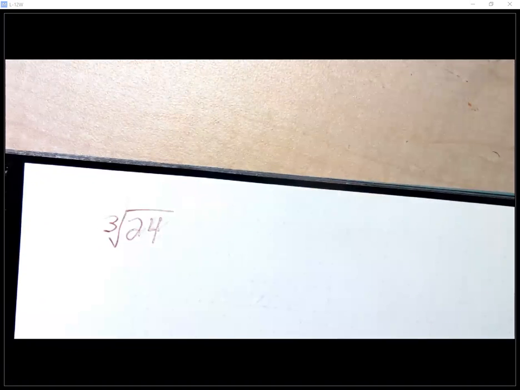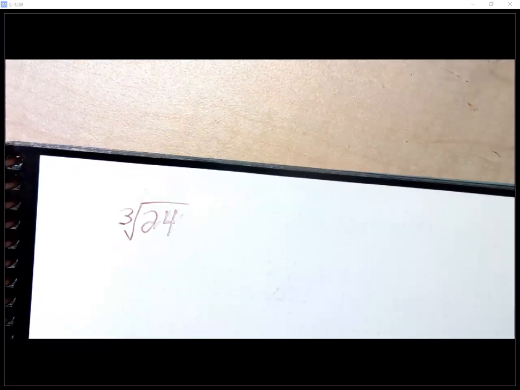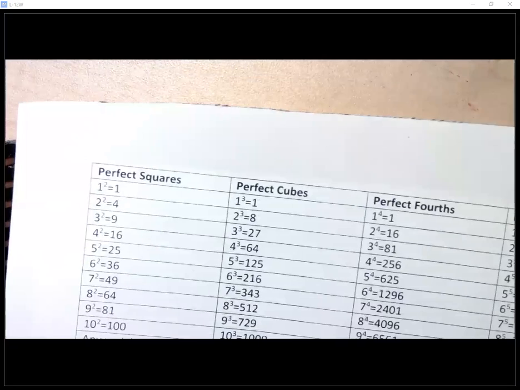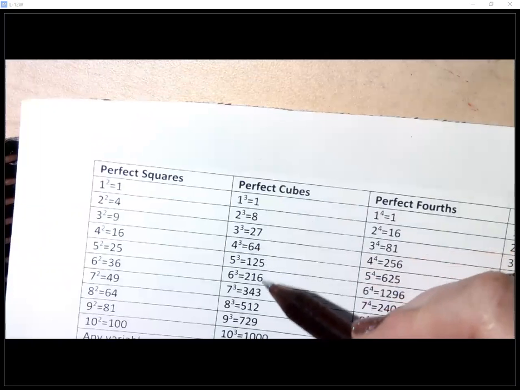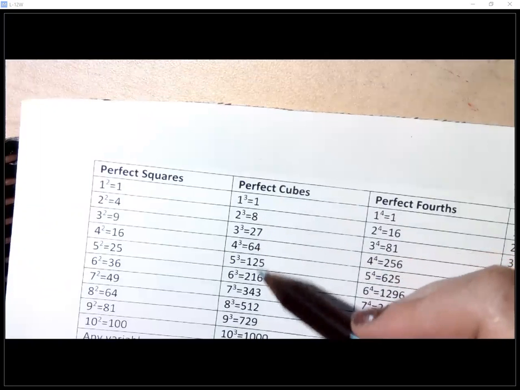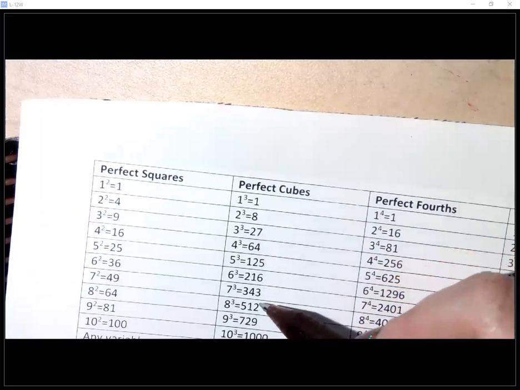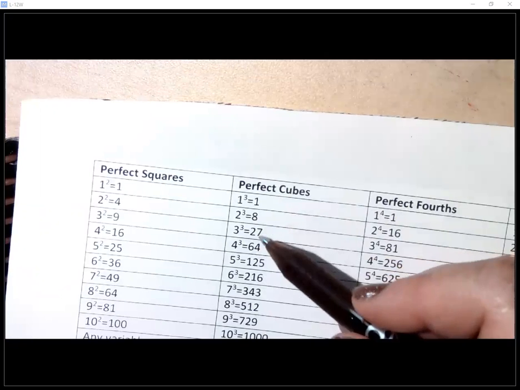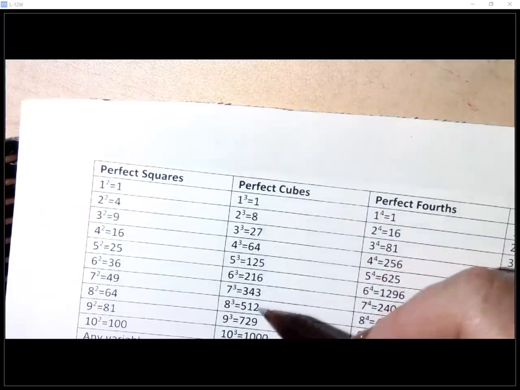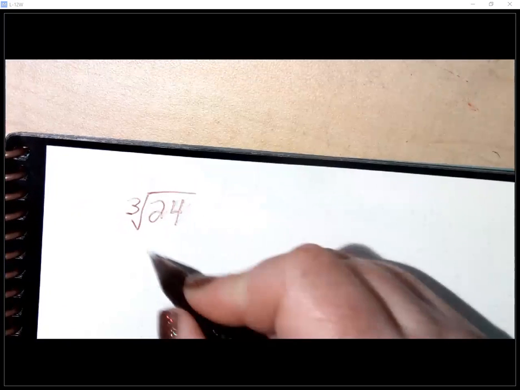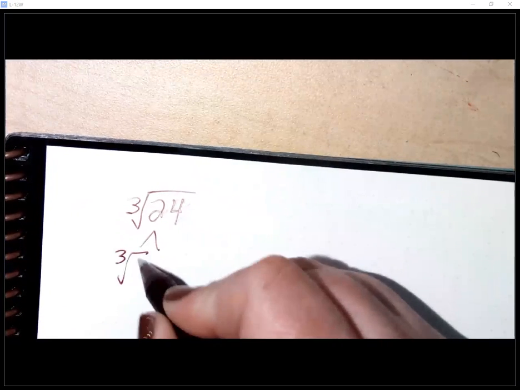I am not looking for the largest perfect square that goes into this, because I don't care about perfect squares. I care about perfect cubes. Look at the list I gave you, your list of perfect cubes: 1, 8, 27, 64, and so on. If it's a cube root, I want the perfect cubes. What's my biggest perfect cube that divides into 24? 8, obviously. So this splits into the cube root of 8 times the cube root of 3.